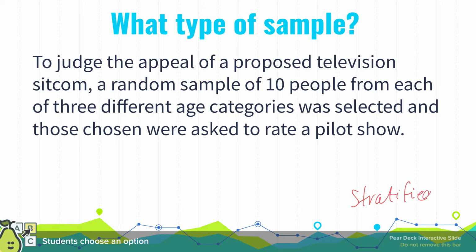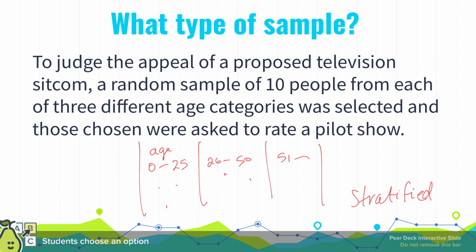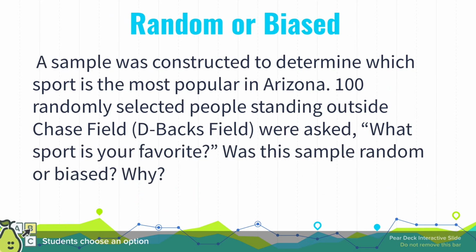When I think of stratified, I think of like a column of people. And so we've got 3 different age categories. And so, you might have age 0 to 25, maybe 26 to 50, and then 51 and on. And so we're dividing it into groups, and then now we're going to randomly choose people from that group. So this is, again, stratified.